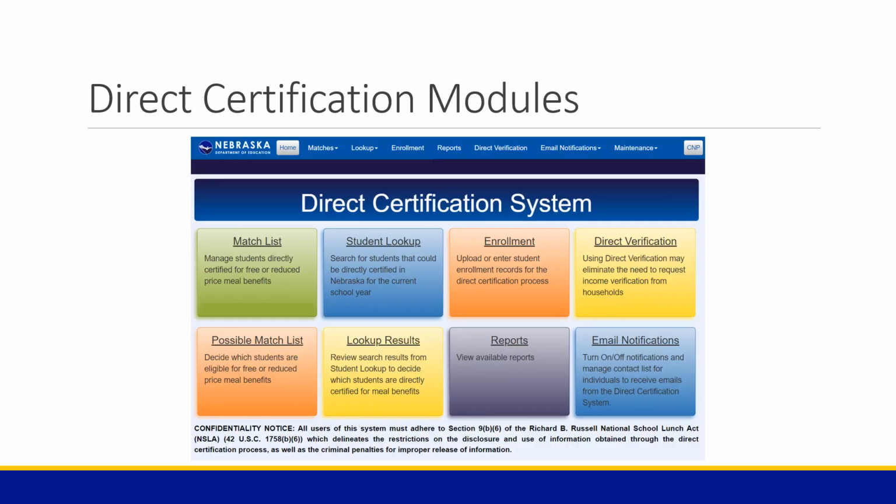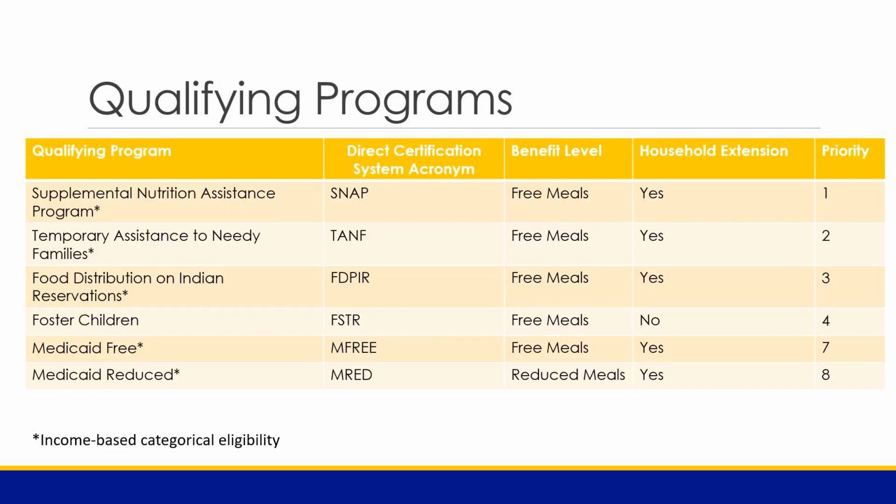A quick look at the Direct Certification Systems website shows a variety of tiles that we'll talk about throughout the rest of this training. Notice on this slide the qualifying programs for which meal benefits can be issued through direct certification. SNAP, TANF, FDPIR, and Medicaid free and reduced benefits are able to be extended to other students in the household. However, children identified as foster children cannot have their meal benefits extended to others with whom they live.